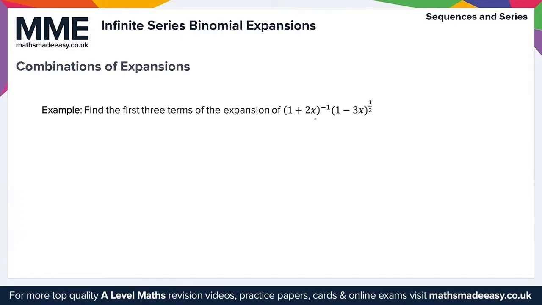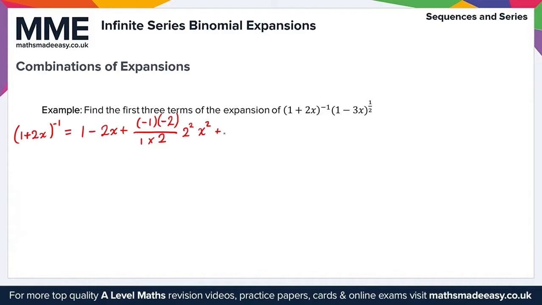So if we start with the 1 plus 2x to the minus 1, and we'll do that in red. Considering the 1 plus 2x to the minus 1, all I simply need here is my expansion for 1 plus 2x to the minus 1. So all I'm going to get here is 1 minus 2x plus minus 1 times minus 2 all over 1 times 2, and we simply times this by 2 squared and then times that by x squared. Okay, and that gives us the first three terms.